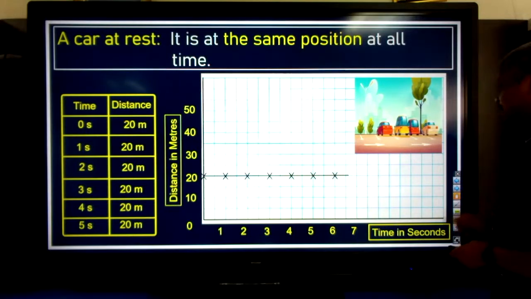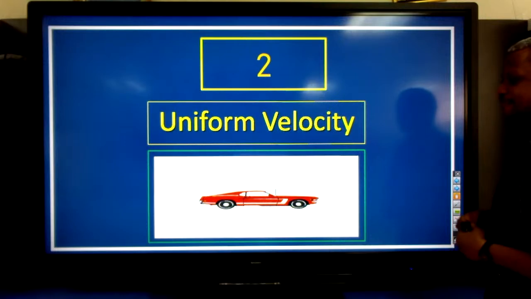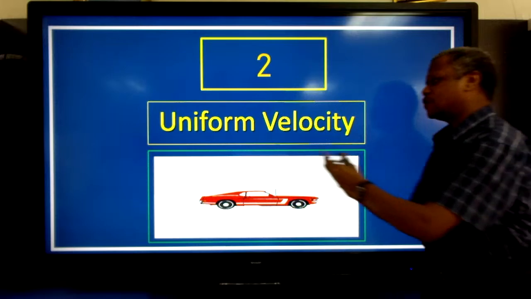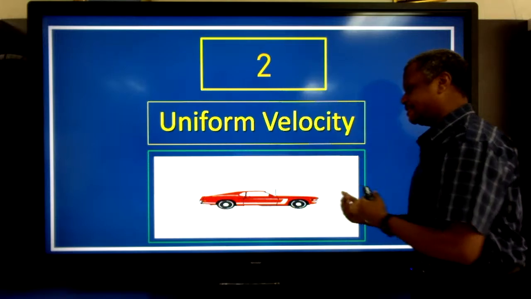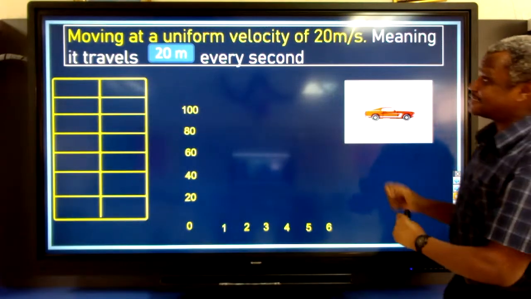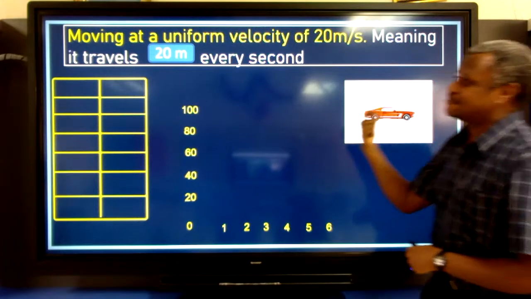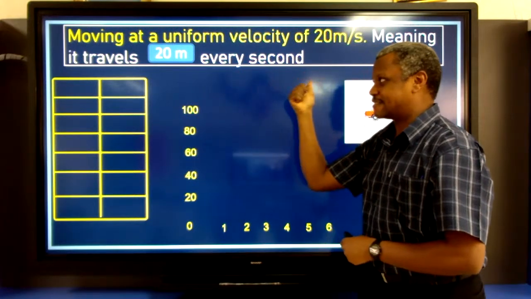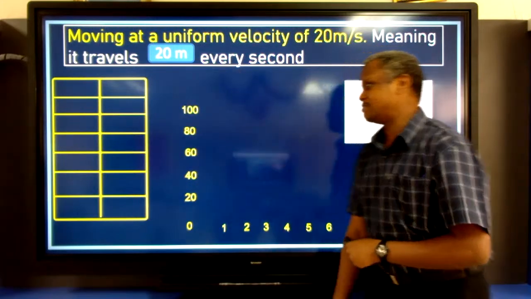Scenario number 2: we can look at a car that is moving at uniform velocity or constant velocity. We can also say constant speed. In that case, how does the graph look? Remember, moving at a uniform velocity of 20 meters per second means it travels 20 meters every second. After every second, it moves about 20 meters.